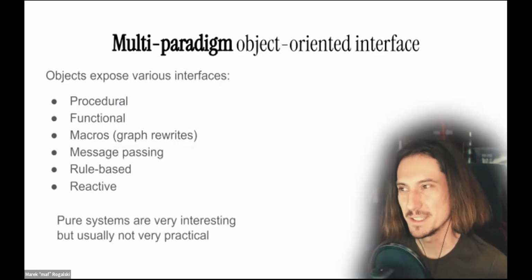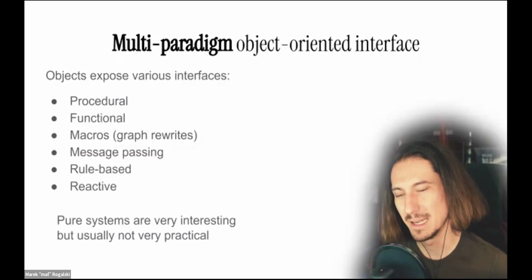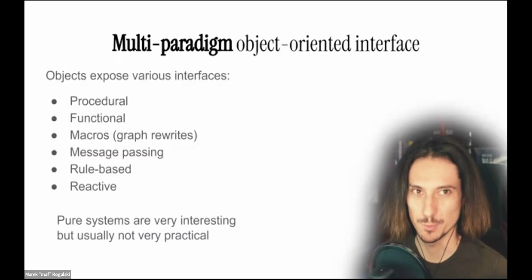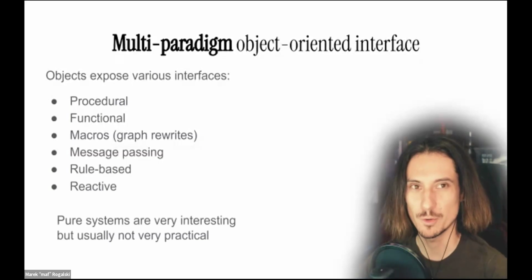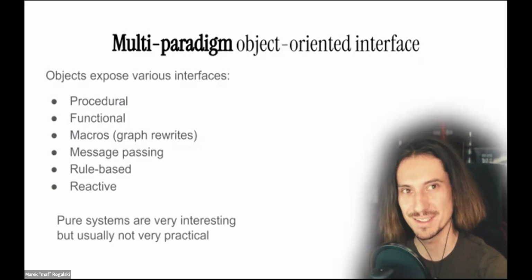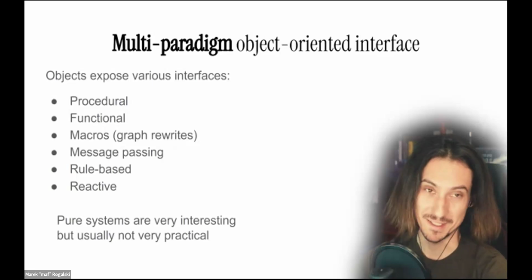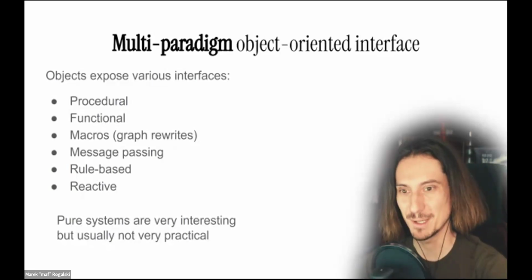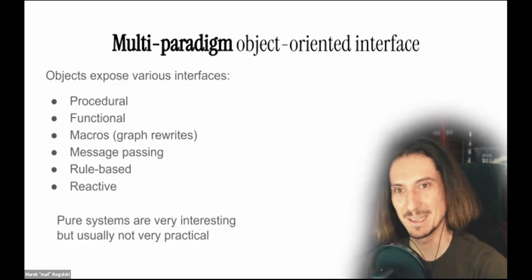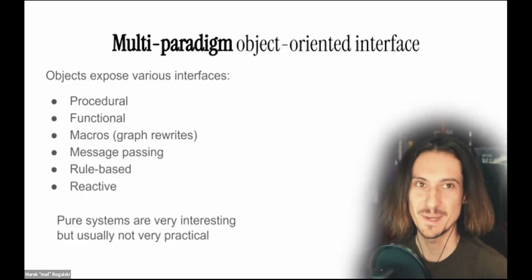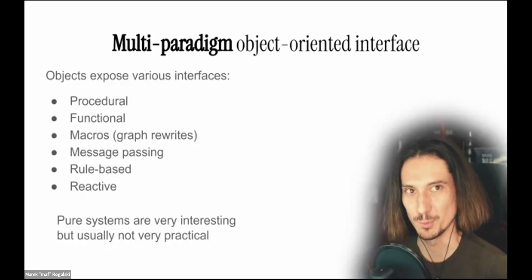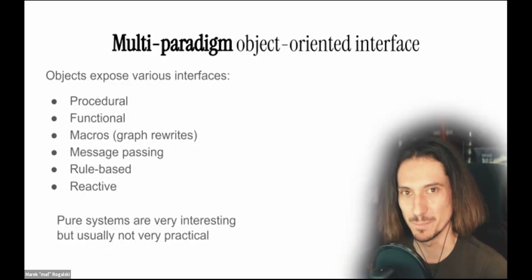I often see many languages, not only visual languages, just all languages, pick one idea of how we should build software and try to stick with it to be super pure, like functional. And those systems are always very interesting because they are pushing the boundaries. But from a practical point of view, it often just makes sense to mix and match, whatever is best at a given point.